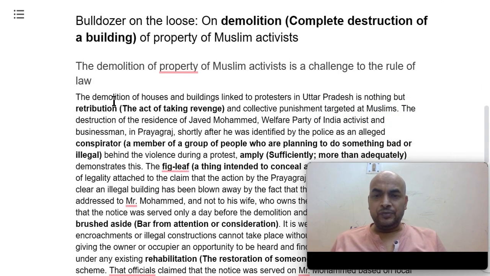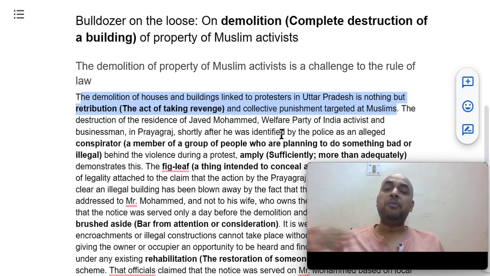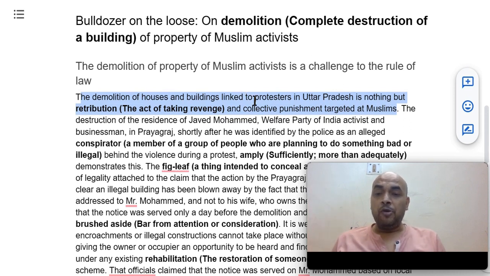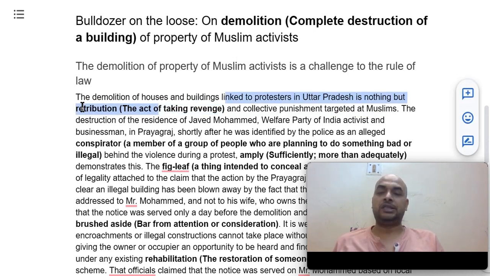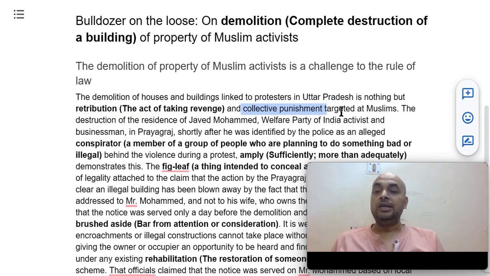So it says the demolition of houses and buildings linked to protesters in UP is nothing but retribution and collective punishment targeted at Muslims. So it says that the demolition which is taking place, whose house is being demolished, protesters, okay, in UP. So in other words, the government is taking revenge. Okay, the government is retributing and collectively punishing. Okay, and specifically the targets are Muslims. So that is what it is trying to say over here. And retribution means the act of taking revenge, badla lena Hindi mein.